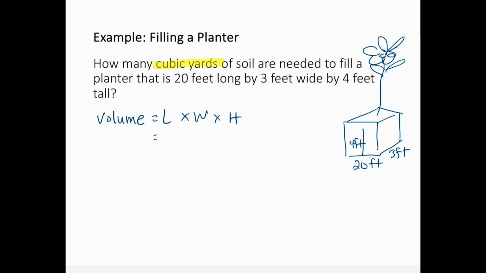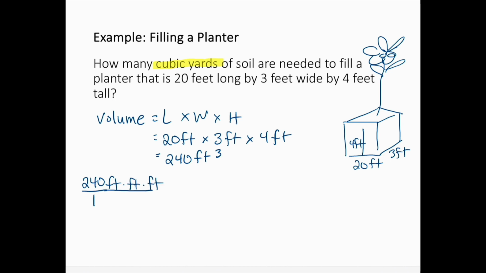which would give me 20 feet times 3 feet times 4 feet. When I multiply that all together, I am going to get 240 feet cubed. So the volume in terms of feet cubed is 240 feet cubed. Now we've got to change that to cubic yards. In this case, because we have feet cubed, that's 3 of them. So I'm going to write it out as feet times feet times feet. So I have 240 over 1, and this is feet times feet times feet.